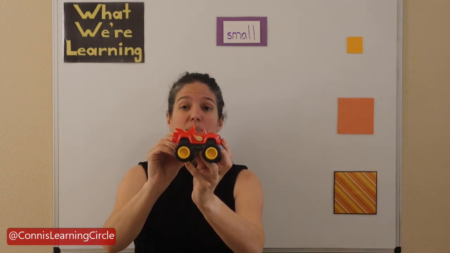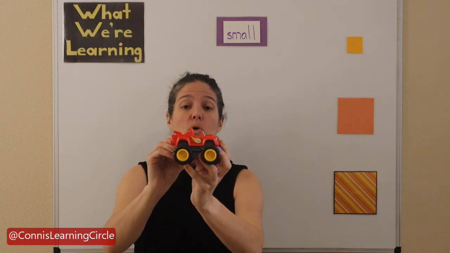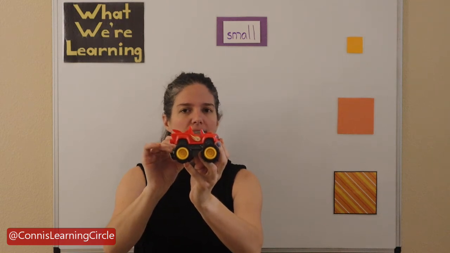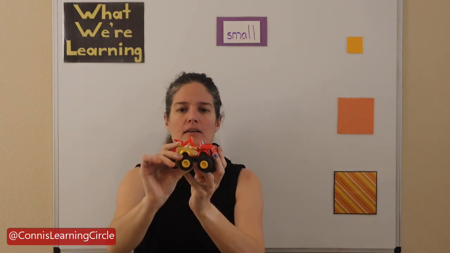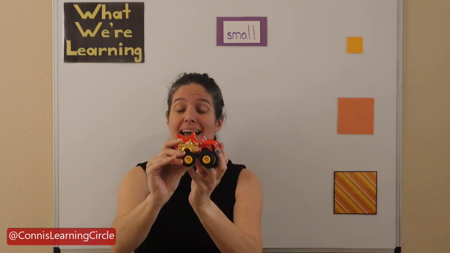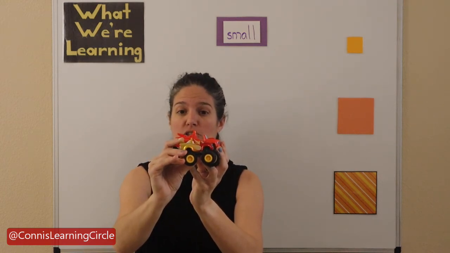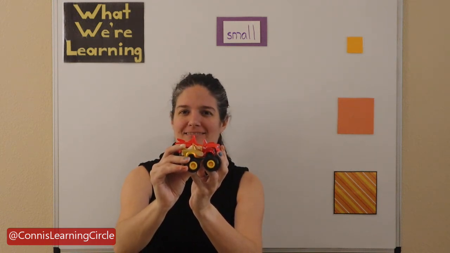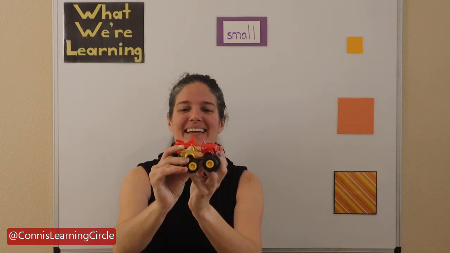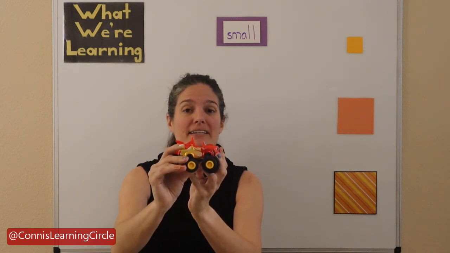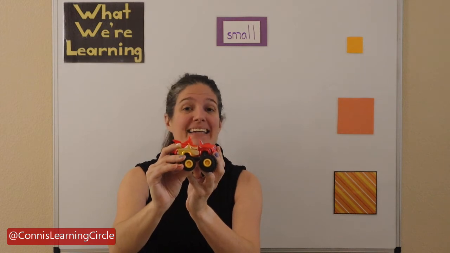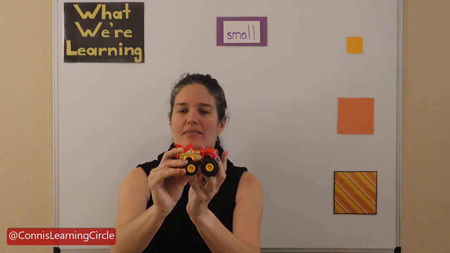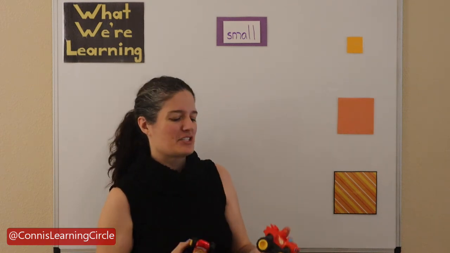No, you can't. That's because the big one takes up more space and blocks you from being able to see the other one. Now let's switch it. Can you see the big Blaze Monster Machine behind the small little Blaze Monster Machine? Yes, you can. That's because our small Blaze Monster Machine doesn't take up enough space to block out the big one. It is smaller than the other Blaze Monster Machine.